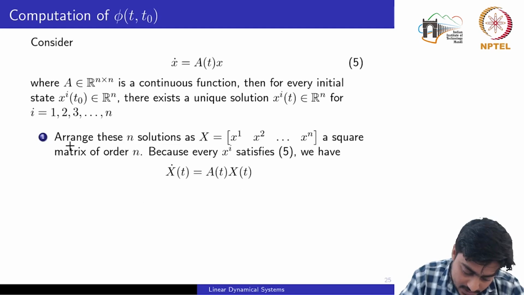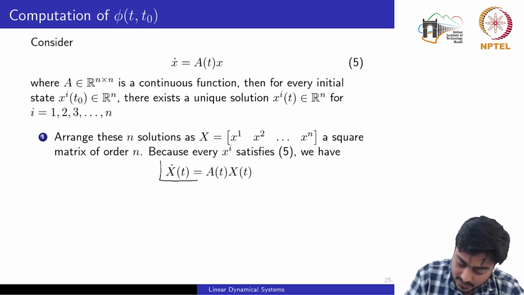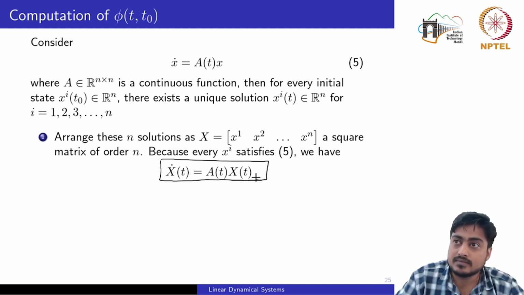Okay, now as the first step, arrange all these n solutions as capital X, which is equal to all these n dimensional vectors arranged in columns. So this would yield a square matrix of dimension n cross n, because every vector x1, x2 up to xn is n dimensional. Because every xi satisfies 5, as we have computed, we can write X dot is equal to A into X, right?